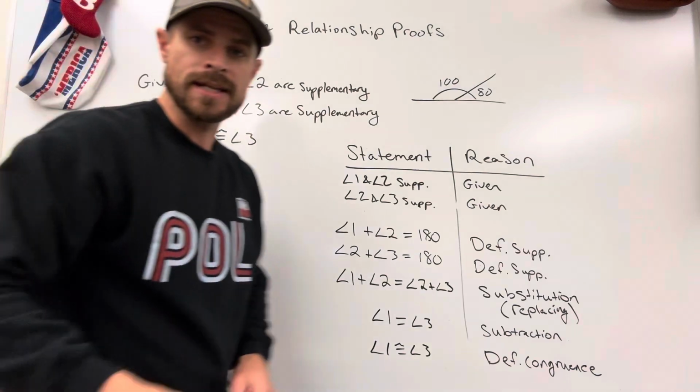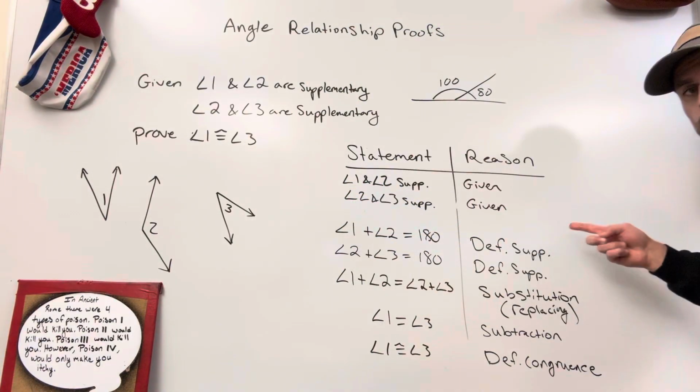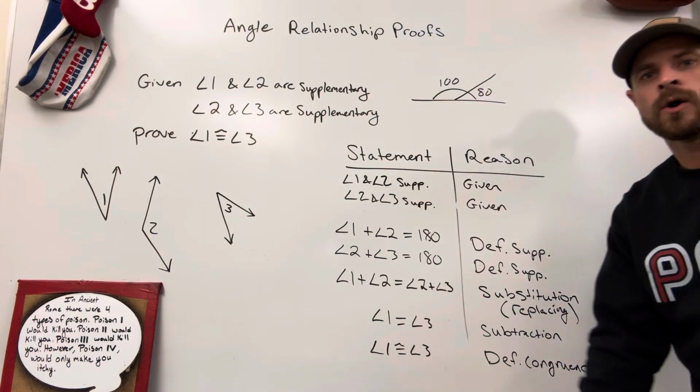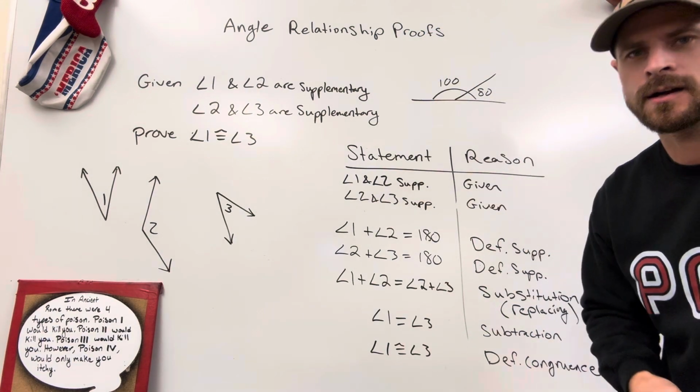And you have now finished a two-column statement and reasoning proof for angle relationships. Hopefully this makes sense. Study hard and good luck on your upcoming test.